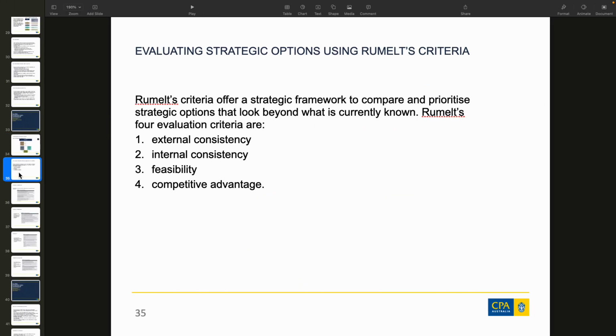So, when you want to evaluate an option, we use something called Rumelt criteria, very important criteria. Basically it talks about when you are evaluating a strategy. Somebody says, okay, this is our strategy. Then you look at external consistency, internal consistency, feasibility, then competitive advantage. Are we okay? 4 things.